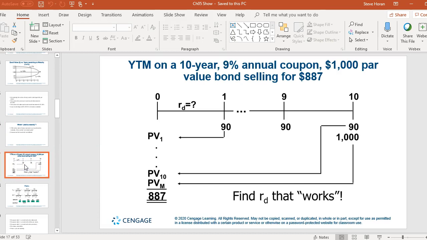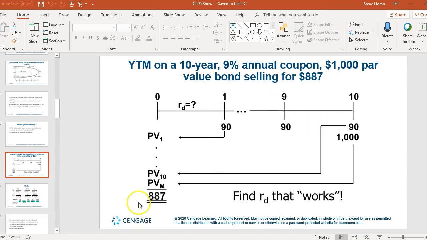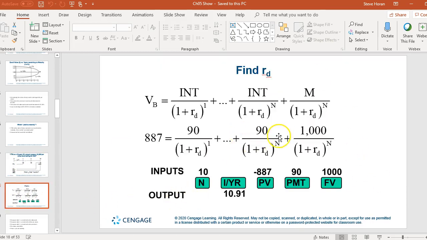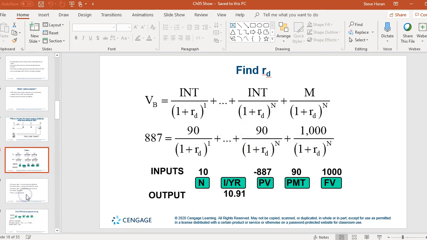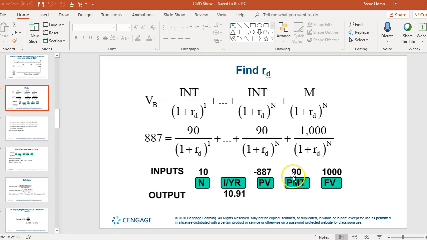Okay, so YTM on a 10-year, 9% annual coupon bond, $1,000 par that sells for $887, and we want to find what's the R sub D. R sub D meaning what is the yield to maturity, and it's really simple how you do this. This looks kind of complicated, I'll have to admit, but that's why Bill Gates invented Excel. That's a little bit tongue-in-cheek there when I say that.